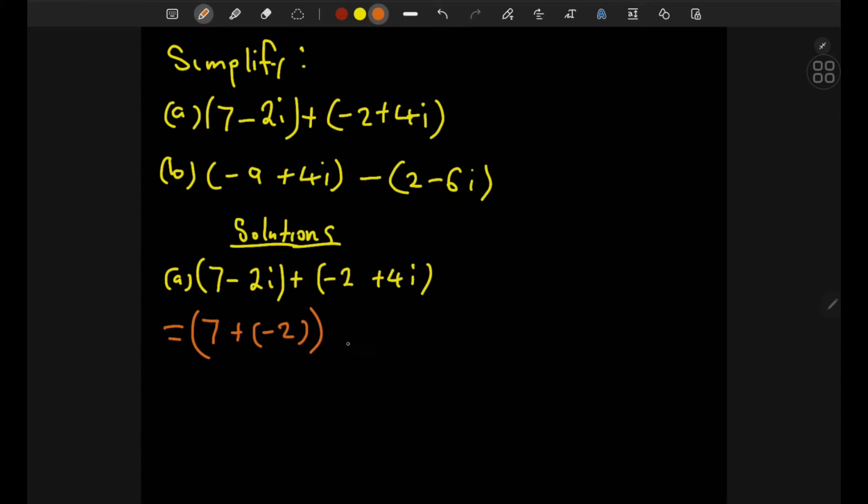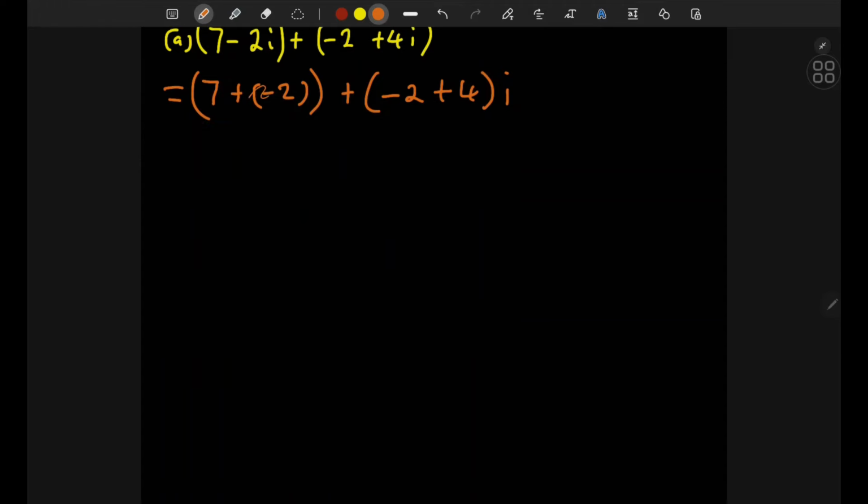So this is one thing. Then also having the imaginary part separately. So that is negative 2 plus 4 and the i outside. So we've taken 7, which is the real, with the real number, which is negative 2. We're adding them. And we've also taken the imaginary negative 2i and 4i, we've combined them there. So now that we are here, we'll add, so 7 plus negative 2. So this is subtraction. So 7 minus 2, that is 5.